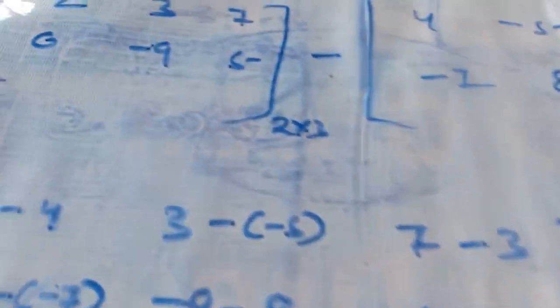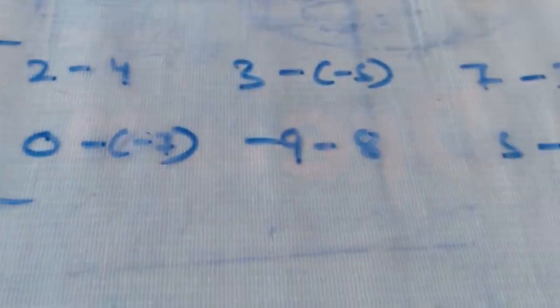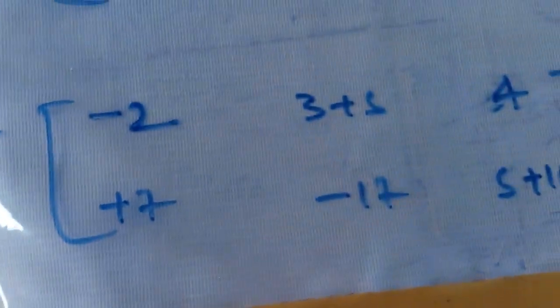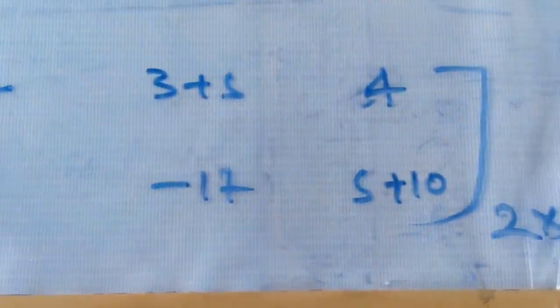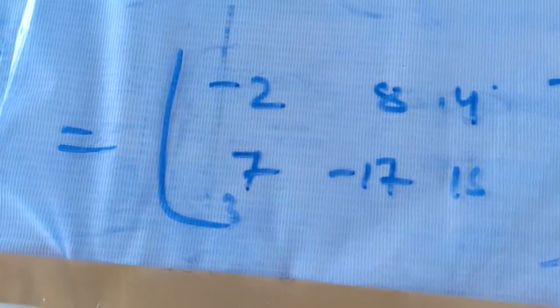I can go through it again from the first. This is the first matrix and this is the second matrix. We operated, we did the subtraction, and we went through the stepwise process. I wrote it like this, and then finally we reached the destination. 2 minus 4 is minus 2, 3 plus 5 is 8, 4 as usual, 7, minus 17, and 5 plus 10 is equal to 15.